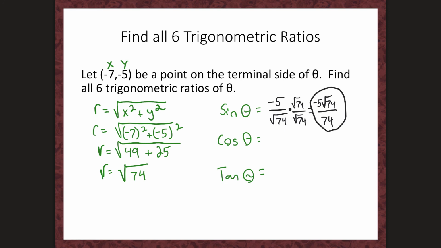Cosine. All right, here we are with our cosine. Our cosine is our x-coordinate over r. So our x-coordinate is -7, and that's over the square root of 74. We have to rationalize this as well. I'm not going to write square root of 74 over the square root of 74 because we literally just wrote that, but hopefully you notice the pattern. It will be -7 times the square root of 74 over 74.